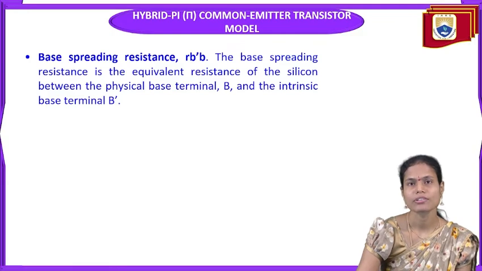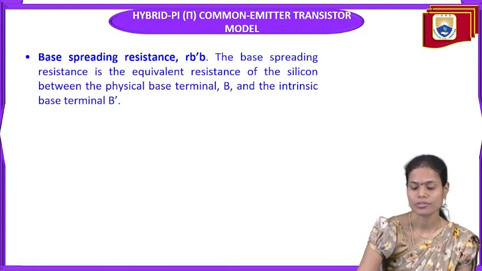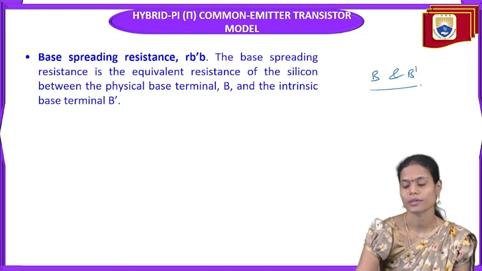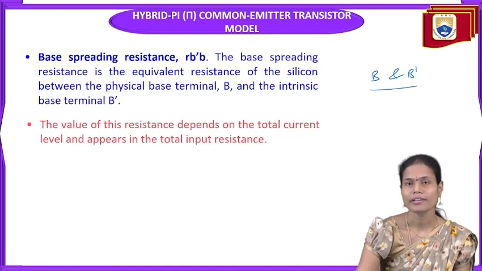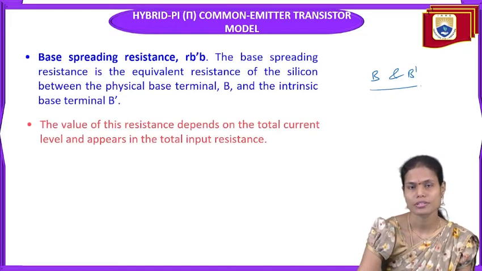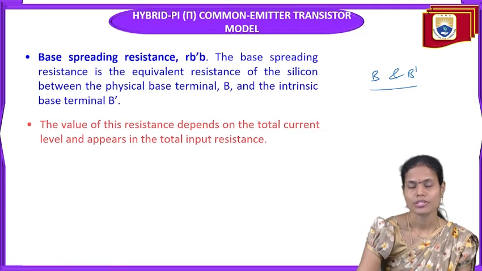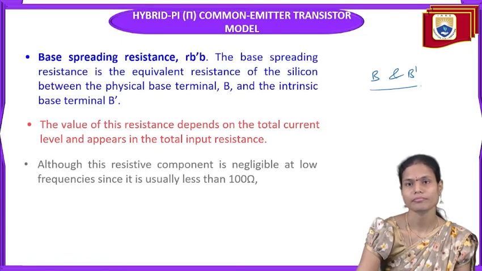So this is the equivalent resistance between the base terminal as well as the base spread terminal B'. So between B and B', we have this particular resistor. And the value of this resistance depends upon how much input current is flowing in the input resistance.